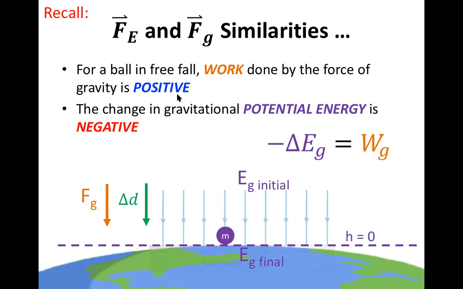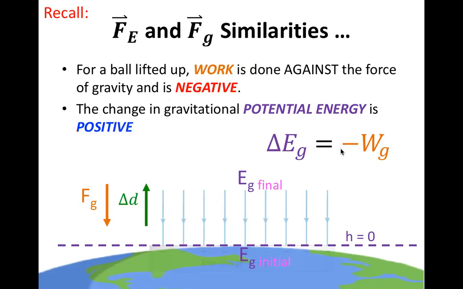So work was positive here, potential energy was negative. So they basically have the opposite sign. But for a ball lifted up, so let's lift up something with mass, work is done against the force of gravity, and it's negative. The change in gravitational potential energy is now positive. So when we take something and we lift it up, the displacement is up, but that FG is still down. So the work done by gravity is opposing, it's work done against the force of gravity.